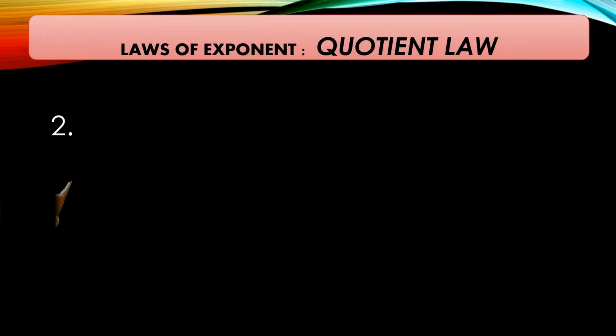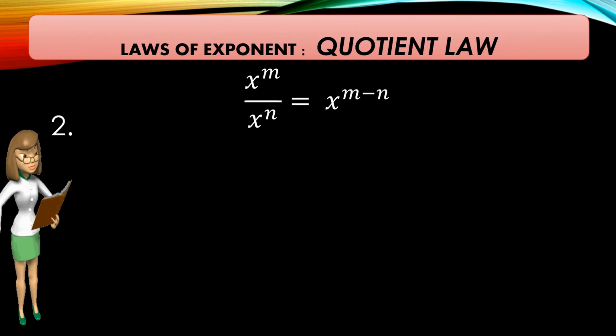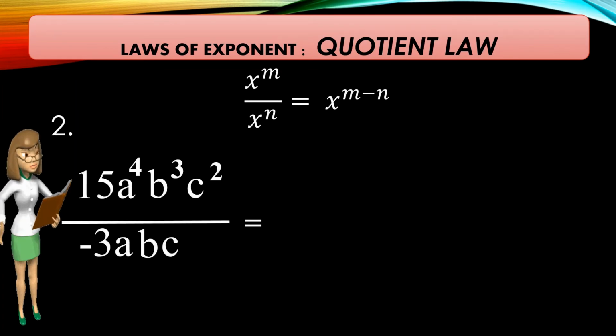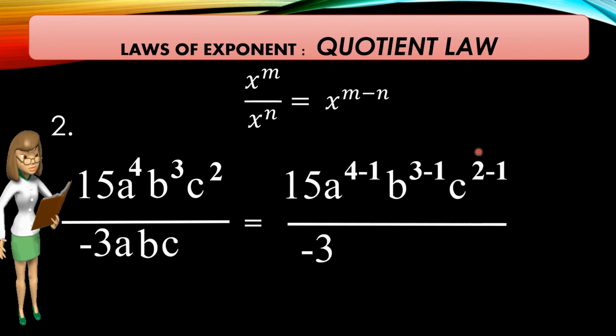Number 2, quotient law again. So example, we have 15a raised to 4, b raised to 3, c squared, all over negative 3abc. So we have 15 a raised to 4 minus 1 because the exponent of a here is 1. So b cubed minus 1, then c squared minus 1, all over negative 3.